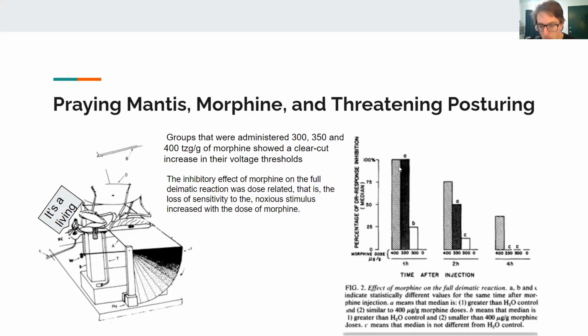So 1 hour after morphine administration, we're having a full reduction of the deimatic response, or the posturing behavior. So morphine has an intimate role in regulating what this animal is perceiving as not only painful, but as dangerous to them.